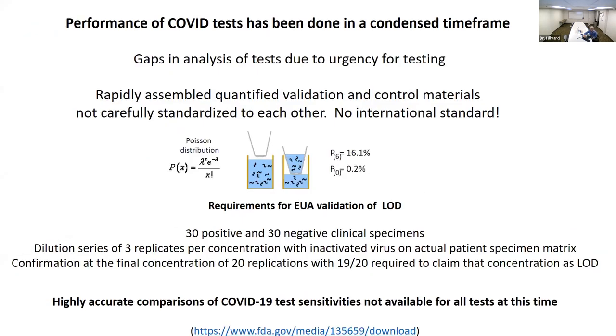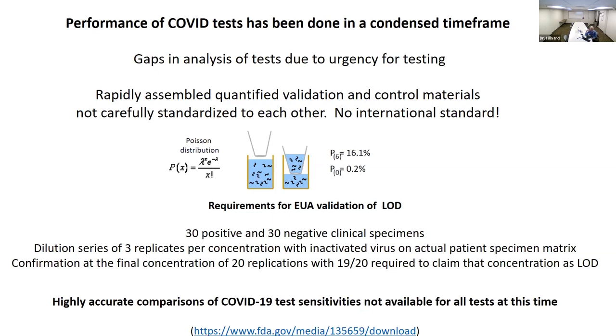So in this setting of emergency use, clearly we have not been able to go to the mat and do the things that we normally would have done. And at the simplest level, as we're doing this and we get to very, very low limits of detection, and as we're trying to predict a 95% confidence, we are driven by the demands and the realities of the Poisson distribution.